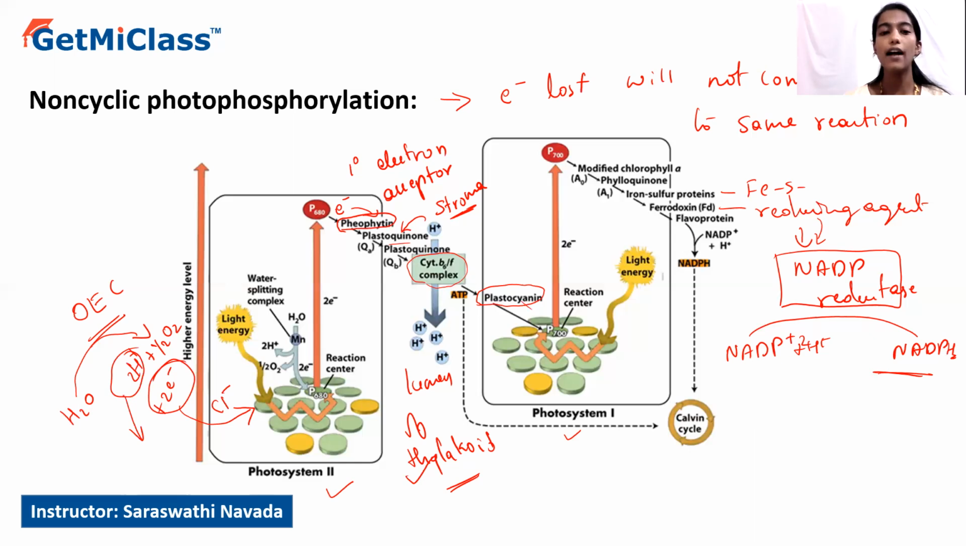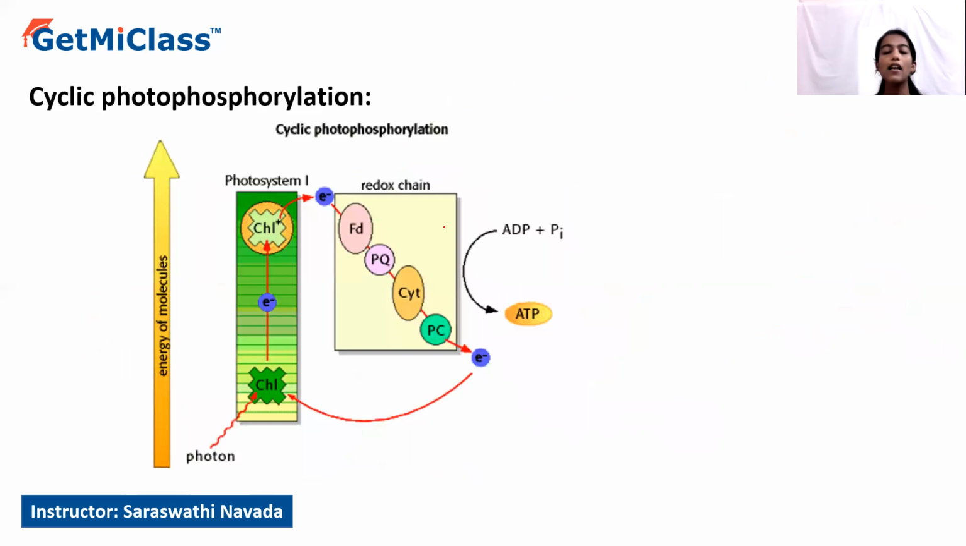So next is cyclic photophosphorylation. Understanding cyclic photophosphorylation is simpler, because it only involves the participation of photosystem 1.